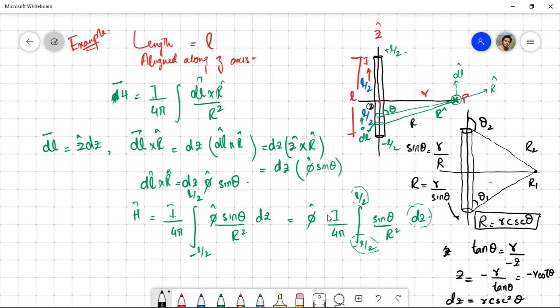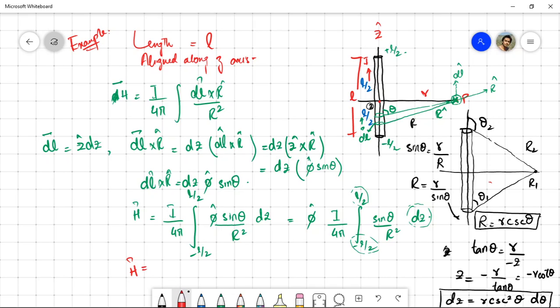So you need to understand this cosecant square theta d theta, because we have taken differential, not derivative. Cosecant square theta d theta. So now we have the value of dz, we have the value of r, we have the value of limits. Now we can put all these things back into this equation.